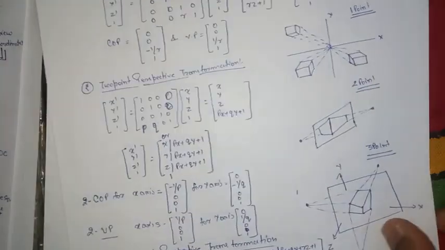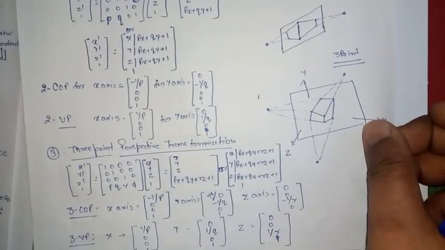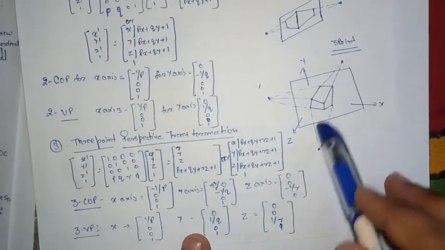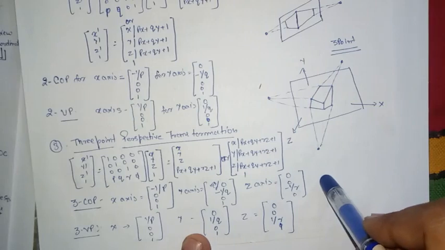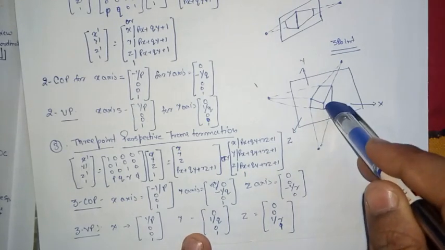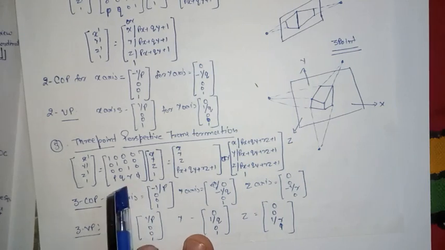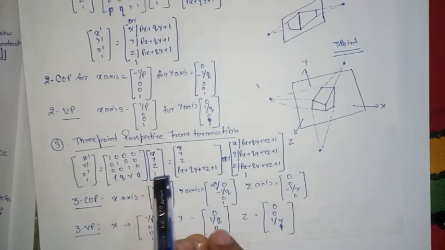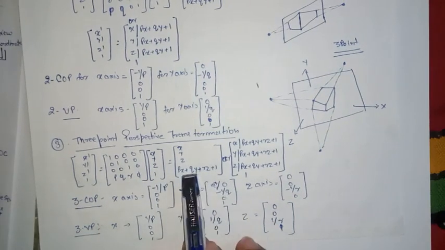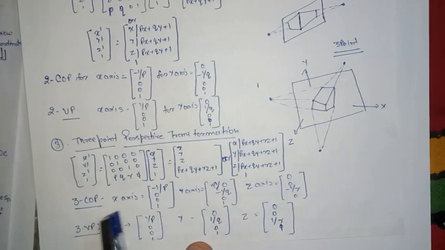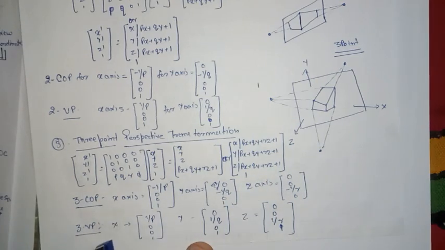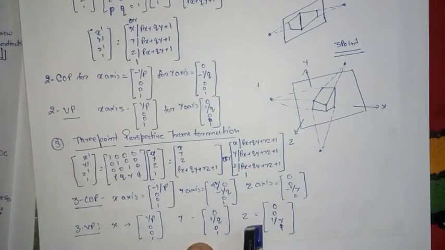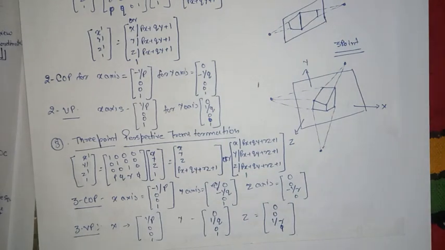Okay, the same now coming to the three-point perspective transformation. In three-point perspective transformation, in one angle you want to see, you can see three perspective points. So this is called the three-point perspective. The same: p for x, q for y, and r for z. After multiplication, this value is divided in all three, then this matrix will be coming. Then there are three centers of projection and three vanishing points. So there are three centers of projection for the x-axis, y-axis, z-axis, and three vanishing points x, y, and z.